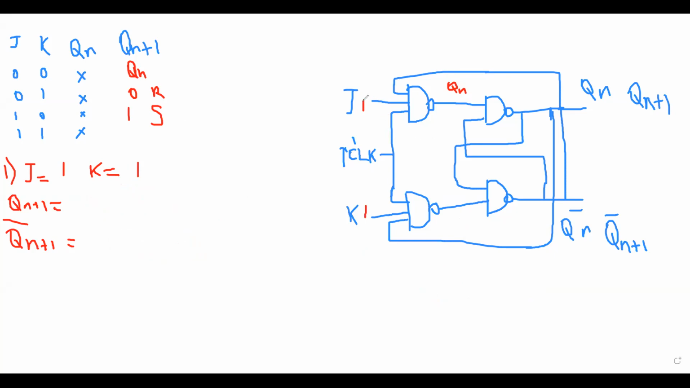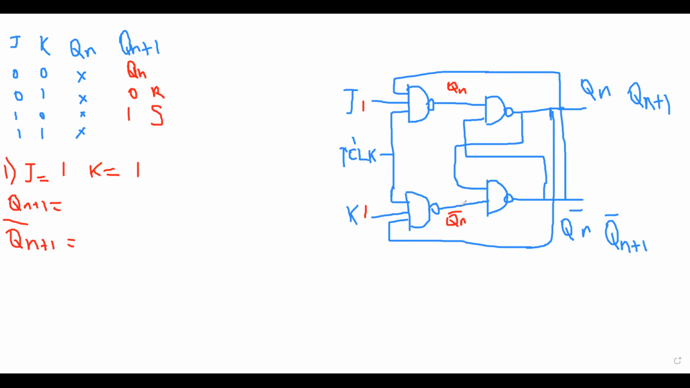Here I get Qn for 1 input. So you can say what input, what output I get for K equal to 1. I'll get Qn bar here, because 1 into 1, and this Qn comes to this NAND gate, and it's an AND gate, so Qn bar.